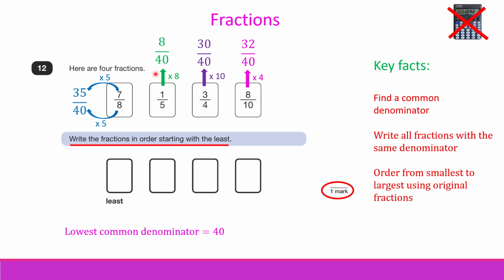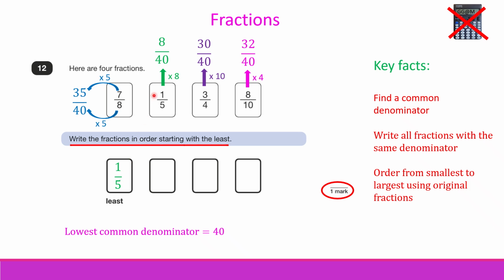Now I've got these new fractions here, I've got to work out which of these is the least, which is the smallest. So this one here is the smallest number. 8 is the smallest number out of 8, 35, 30 and 32. So 8 is going to go first. So 8 over 40 is first, but we're going to write the original fraction, which is 1/5. So this fraction here is going to come down here.